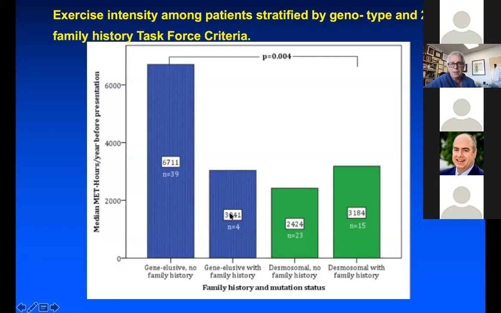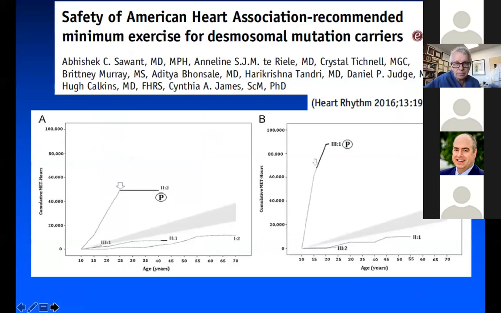So it's like the double hit hypothesis. If you have a mutation, less exercise added to that gets you the disease. If you don't have a mutation, some people have some predilection that with their super athletes, they get the condition.